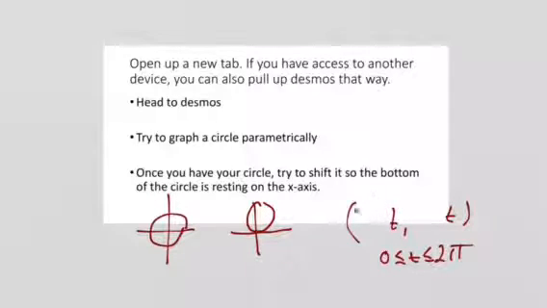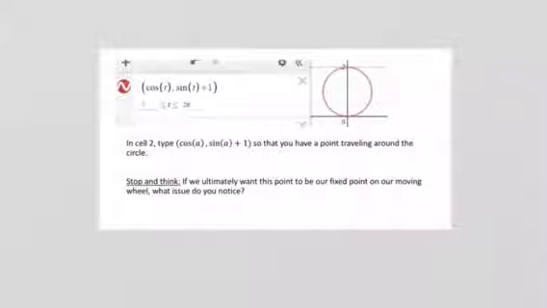So there's going to be some kind of function of t here. Let t go from 0 to 2 pi. First try to get a circle, and then try to get a circle that's shifted up. So pause and try to do that, and then unpause when you're ready to check. So cosine t, sine t, as we know, would give us a circle.